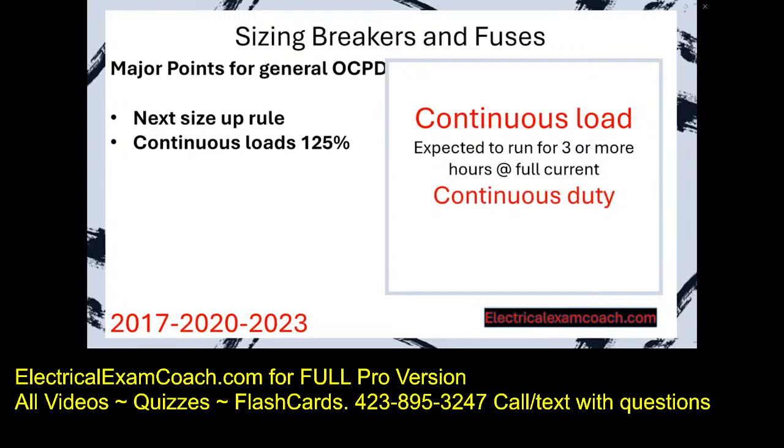And in the exam prep world, it's going to look like this. You have a load that's known to run for 5 hours. What would the blah, blah, blah? And it'll ask you for wire size or breaker size. Or it might say 5 hours or 10 hours. It doesn't matter how many hours it is. If it's 3 or more, it's considered a continuous load.